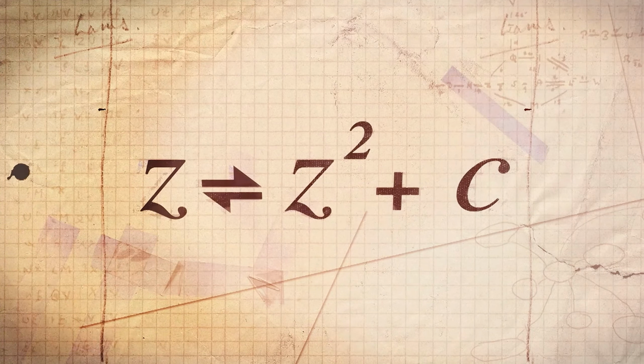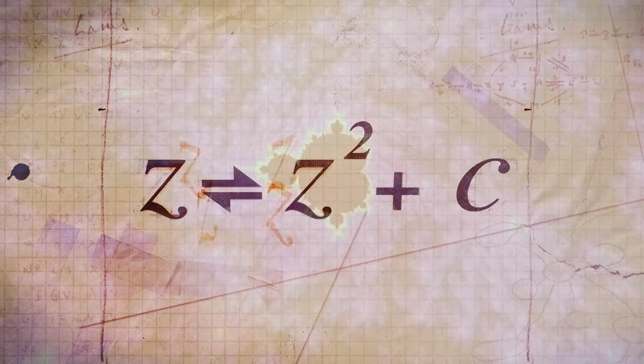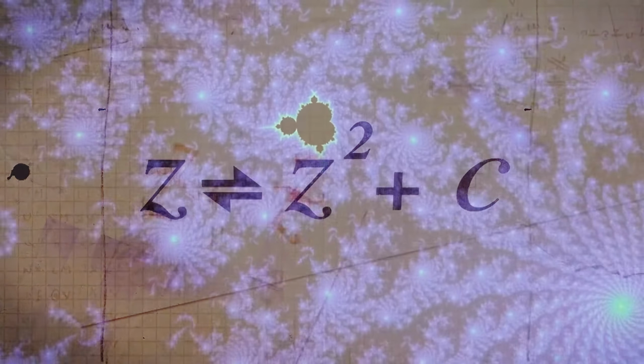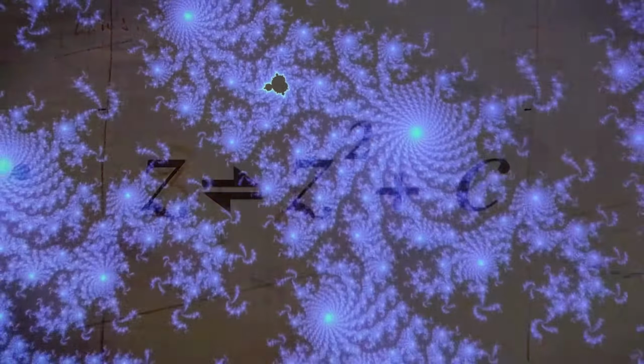This equation has a very important property. It feeds back on itself. Like a video loop, each output becomes the input for the next go. This feedback means that an incredibly simple mathematical equation can produce a picture of infinite complexity.